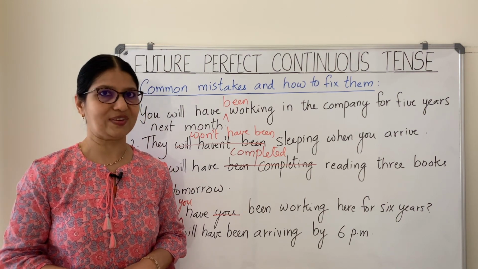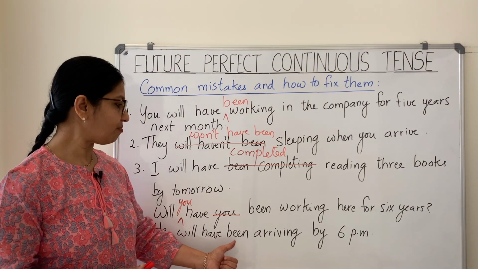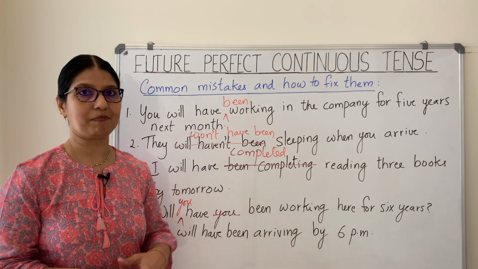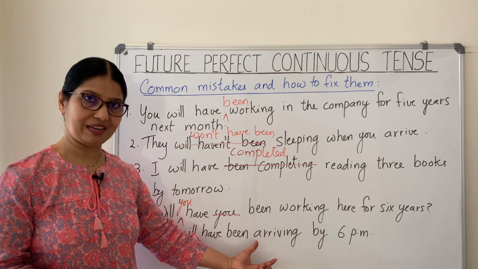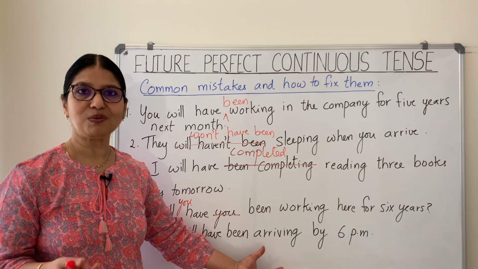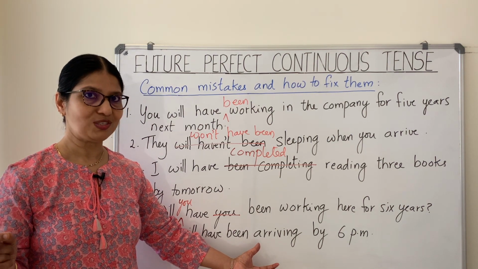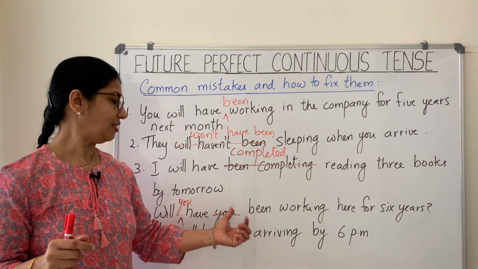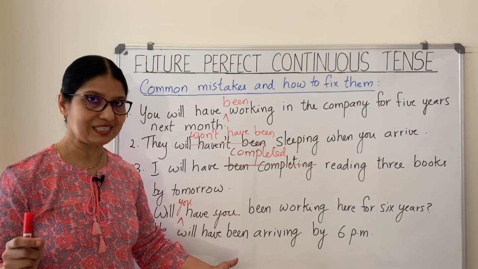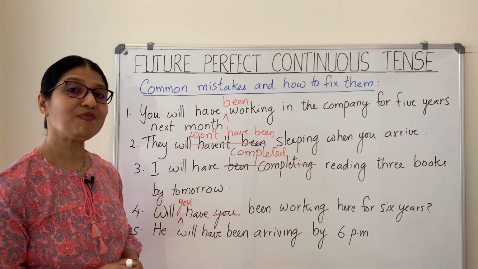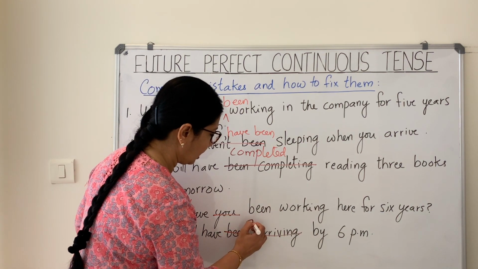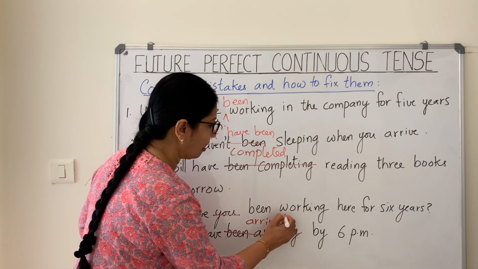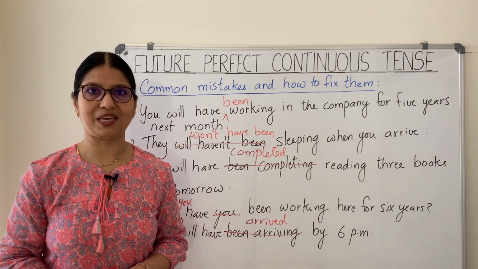And here is the last question. He will have been arriving by 6 p.m. Look at the verb I've used here. The main verb is arrive, and you know that it cannot be used in the continuous form. So here I have to go for the future perfect simple tense. So it should be he will have arrived. So just remove this and you have he will have arrived by 6 p.m.